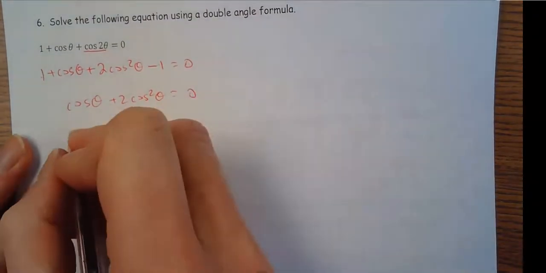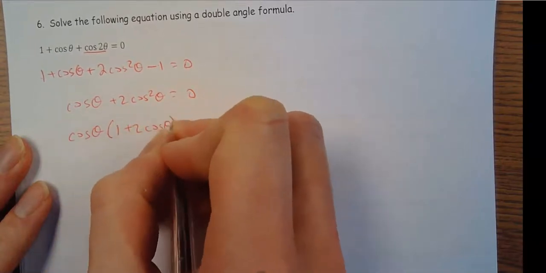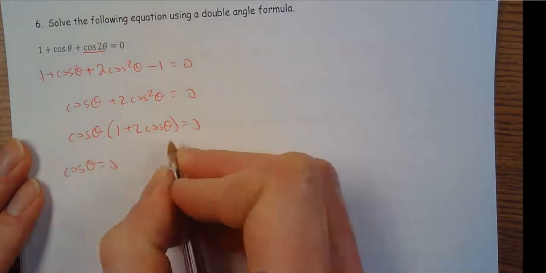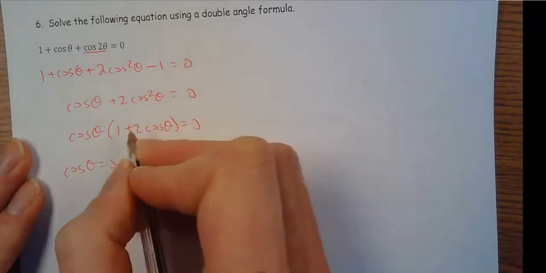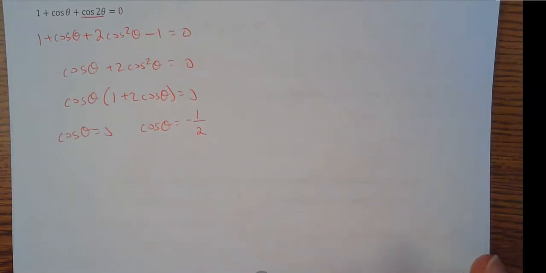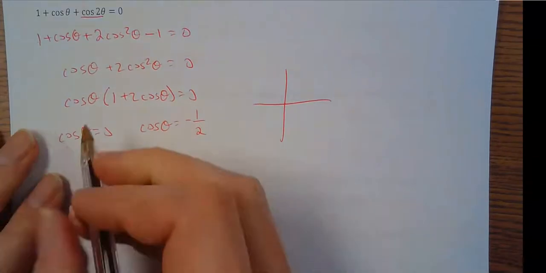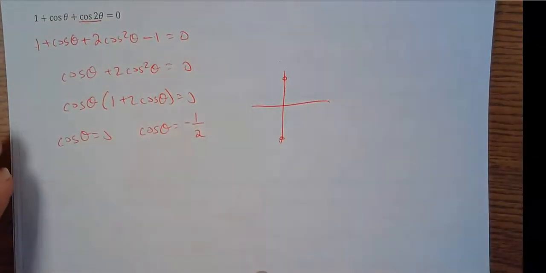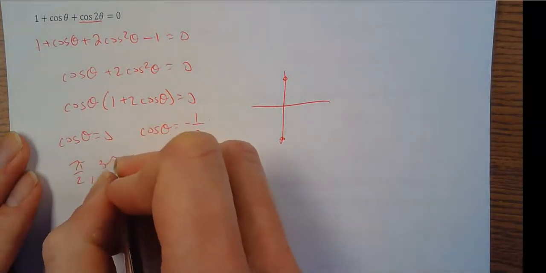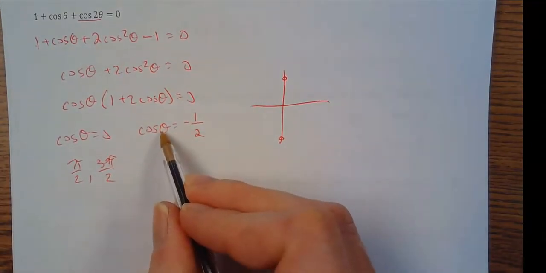See, so 1 minus 1 is gone, so I just got cosine theta plus 2 cosine squared theta equals 0. They both have a cosine in them. So cosine theta times 1 plus 2 cosine theta equals 0. And now either cosine theta equals 0 or this guy here, cosine theta equals, I'll bring the 1 over, be a minus 1, and then divide by 2, be negative 1/2. Okay, so looking on here, when are you going left or right 0? That'd be here or here. So that would be at pi over 2 and at 3 pi over 2.